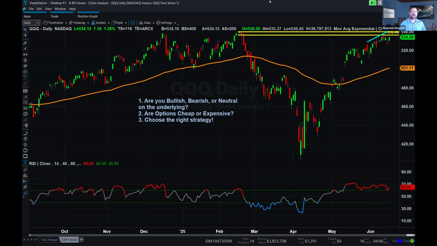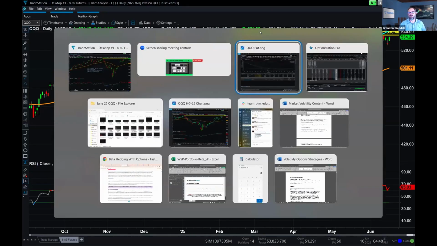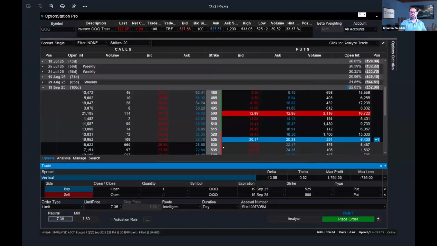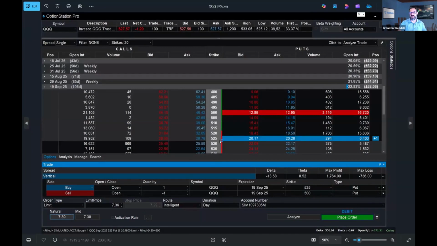So I decided to go way out to September just to give it plenty of time, especially during summer doldrums. We typically go a bit sideways in the NASDAQ especially. So one of the strategies I did was the put. You'll see I also did a bear put spread, in this case choosing 525 and 500, buying the 525, selling the 500. Instead of just buying the put, now I've reduced my cost, obviously.